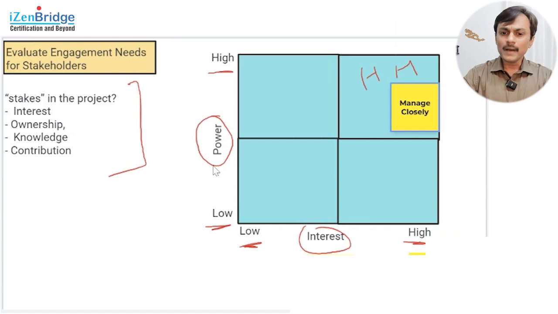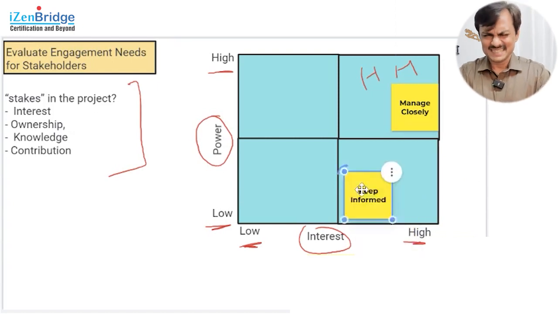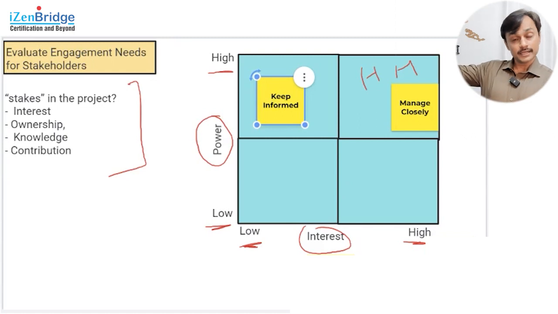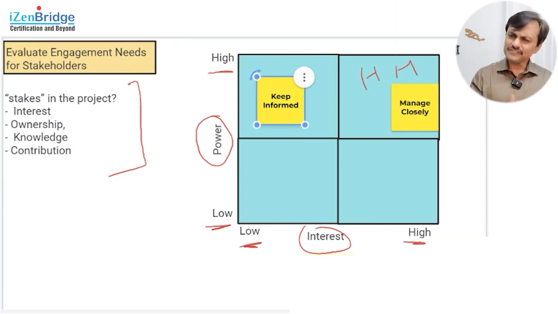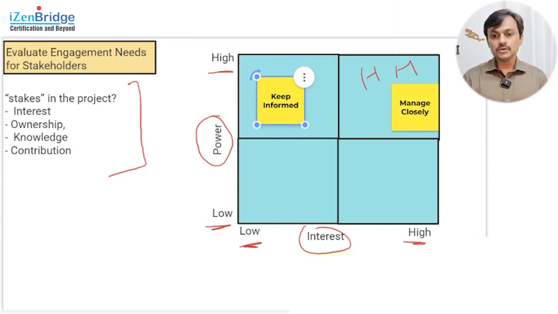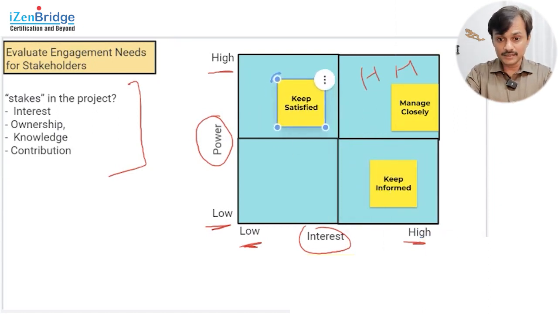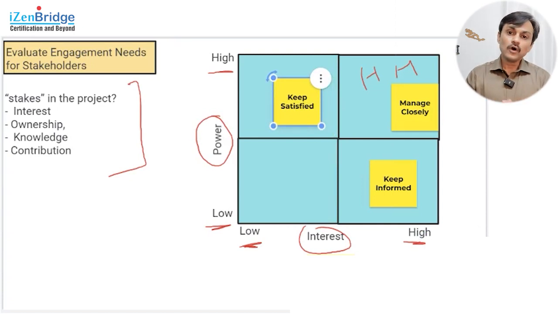Then there could be people who have high power, but they don't have much interest. Say some senior director in my organization, a powerful guy. If he feels that we are doing wrong, he can speak in the review meeting and get our project in trouble. Maybe funding for a future milestone will get stopped. But he is in a different department, not worried about what we are doing on a daily basis, but he's a powerful guy. So generally what is said is that we need to keep satisfied, not informed, keep this guy satisfied, because if he is not satisfied, he or she can get the project closed, but he is not too interested in it.